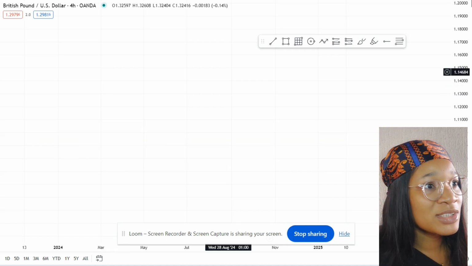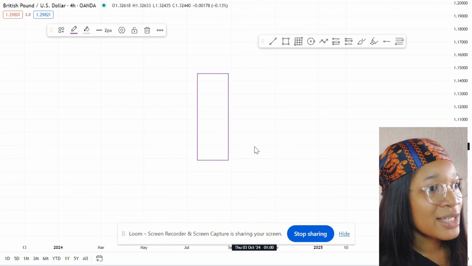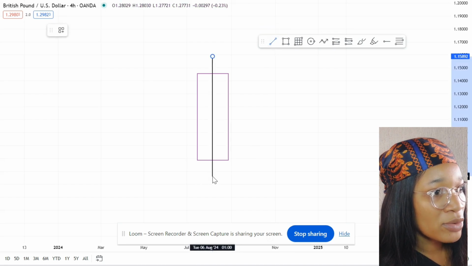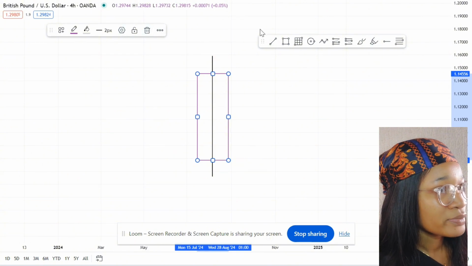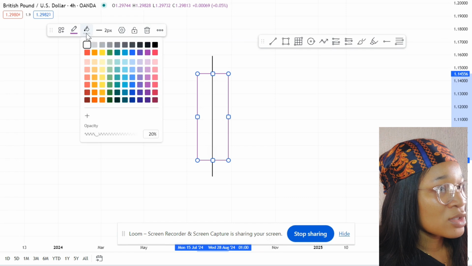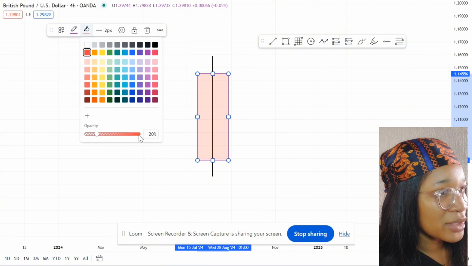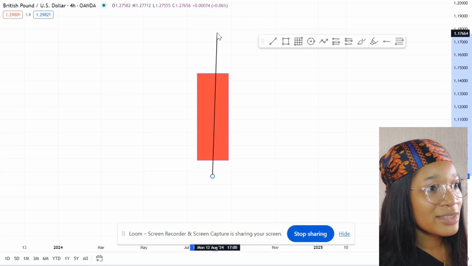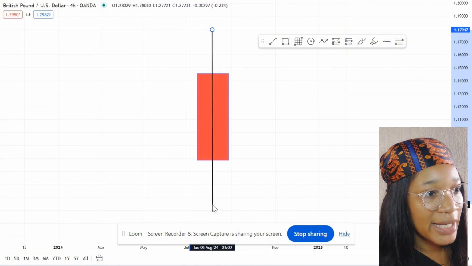What I mean by wick, a candlestick wick is something like this. So if this is a candlestick, these are the wicks. These are the wicks of your candlestick. So let's say this is a bearish candle. These right here are the wicks, showing rejection from the opposite side, right?